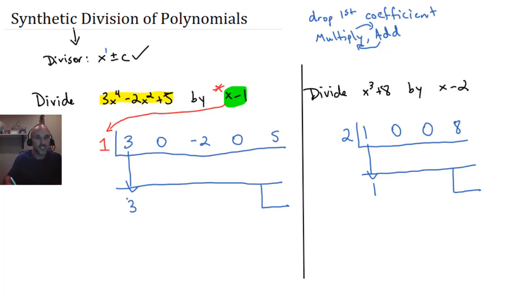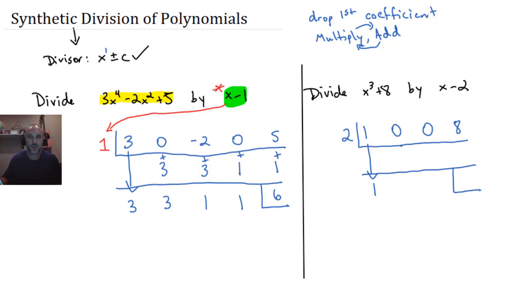So 1 times 3 is 3. And then you add vertically. 0 plus 3 is 3. Now you start over. Multiply your 1 times the new 3, which is 3, and then you add vertically. Negative 2 plus 3 is 1. Then you multiply the divisor. 1 times 1 is 1, and then you add 0 plus 1 is 1. 1 times 1 is 1, 5 plus 1 is 6. We'll talk about how to interpret this in a second.